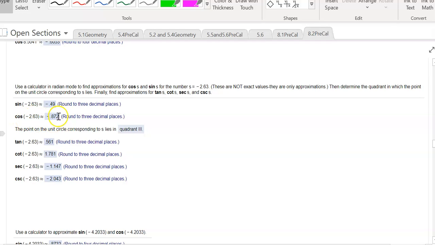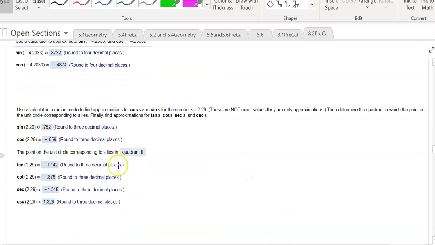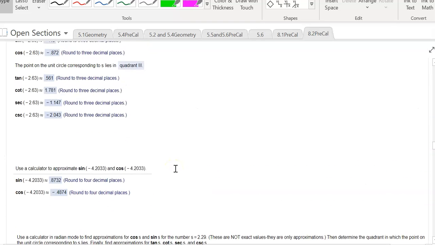So we use cosine here. Its inverse is secant, so this would be 1 divided by cosine of negative 2.16. That's how I got this value. Tangent, you just plug that in, and then to get cotangent, 1 divided by tangent of negative 2.63 is how I get this value. And we repeat this process for the one here as well. So very similar things. It seems like this is happening all the time. It's just to kind of get you used to it.